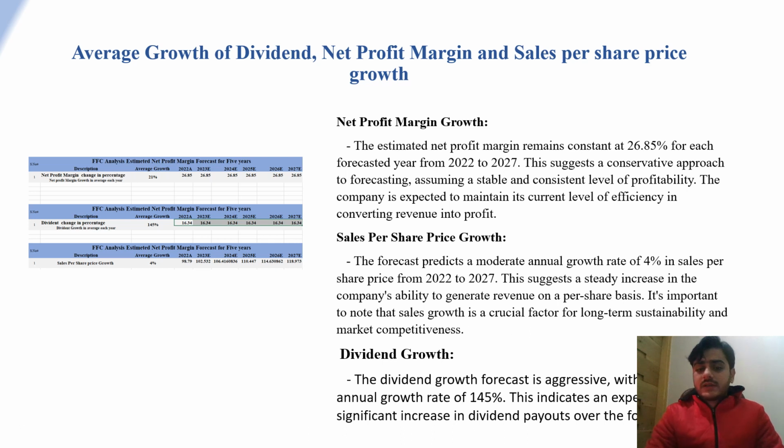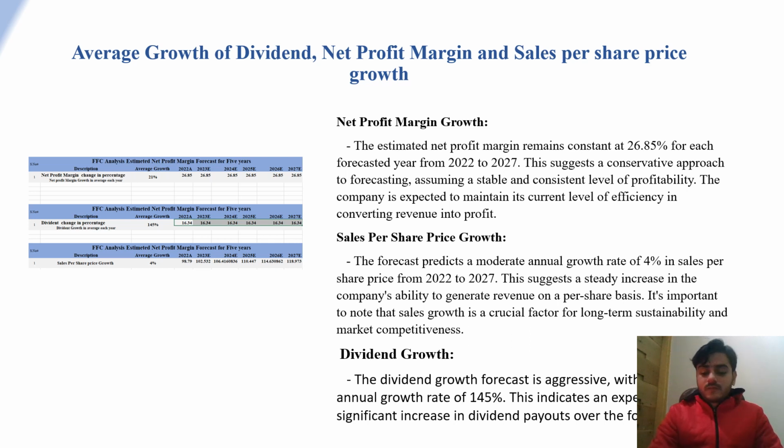And sales per share price is growing by 4% annually. We estimate that from 2022 to 2027 the share price increases on an annual basis by 4%. So the company's ability to generate revenue per share is important. Note that sales growth is a crucial factor for sustainability and market competitiveness. And for dividend growth, the company has forecast aggressive annual dividend growth of 145%. This indicates the expectation of significant increases in dividend payouts over the period.